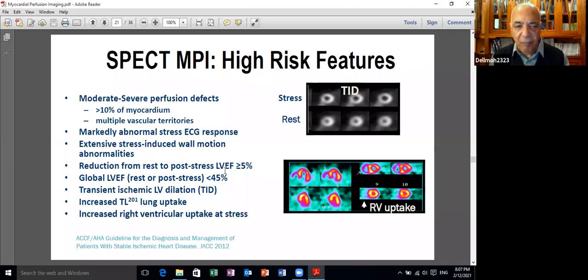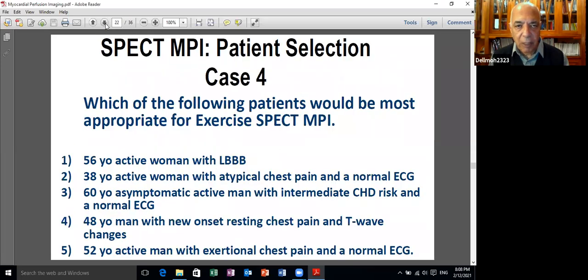So these five important features are very helpful in finding out whether there is balanced ischemia or multivessel ischemia, which is a high-risk situation: a drop of the ejection fraction, TID, increased lung uptake, and increased right ventricular uptake during stress, not during rest, because there is another situation which increases the right ventricular uptake at rest, and I will show it to you later on. Case number 4.